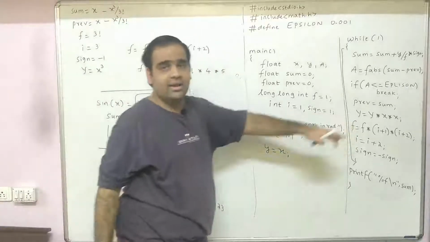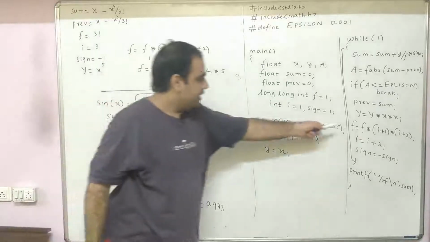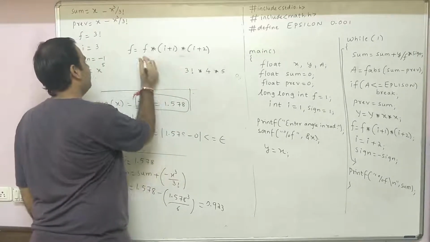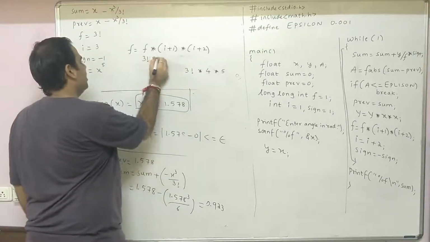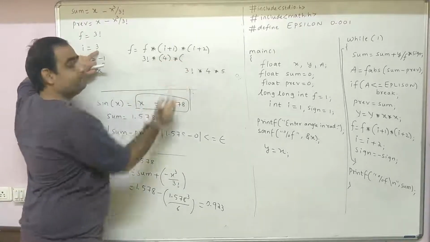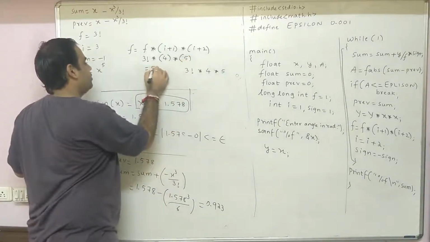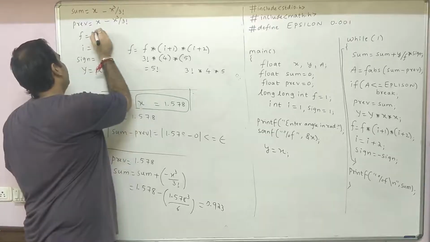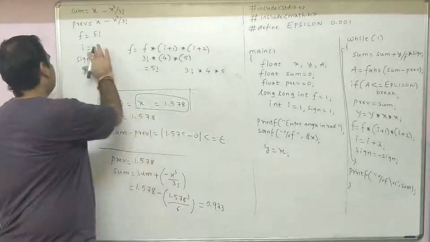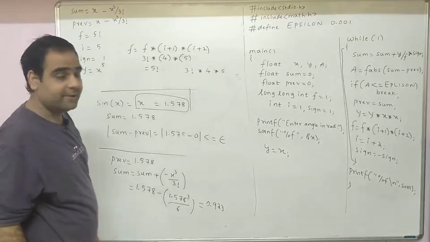Y is equal to y into x, y becomes x to the power 5. F is equal to f into, now what is the value of f? 3 factorial into I plus 1, 3 plus 1 is 4, I plus 2, 3 plus 2 is 5, and this is equal to 5 factorial. Therefore, the value of f will become 5 factorial. I is I plus 2. The value of I will become 5. Sine is equal to minus sine. Sine will become 1. Go back.